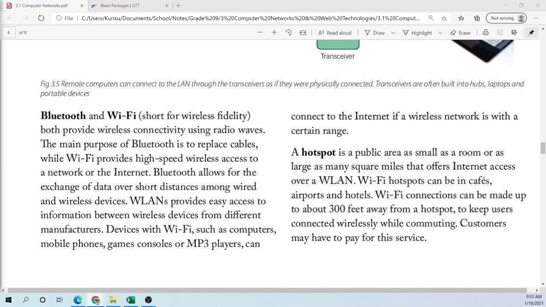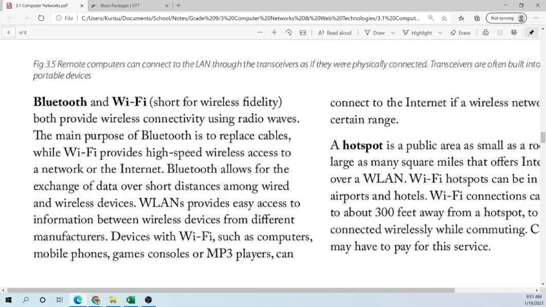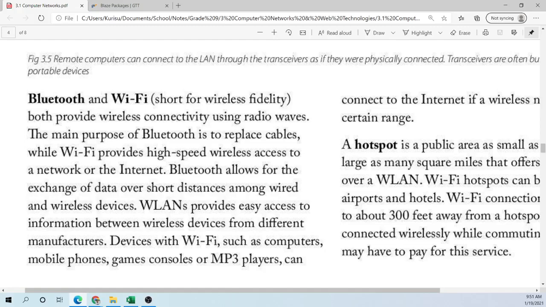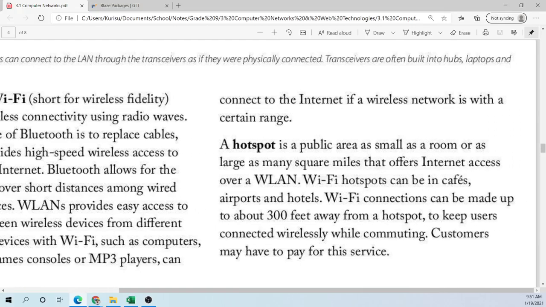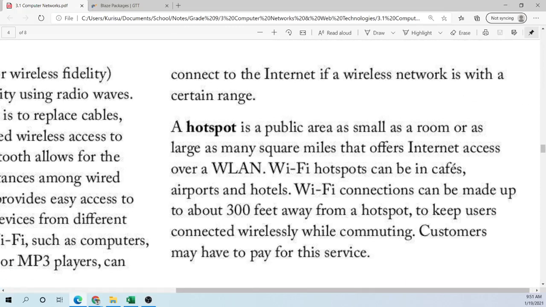WLANs provide easy access to information between wireless devices from different manufacturers. Devices with Wi-Fi, such as computers, mobile phones, game consoles, or MP3 players, can connect to the internet if a wireless network is within a certain range.